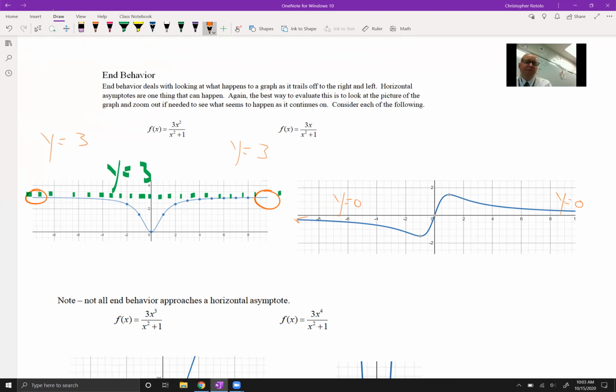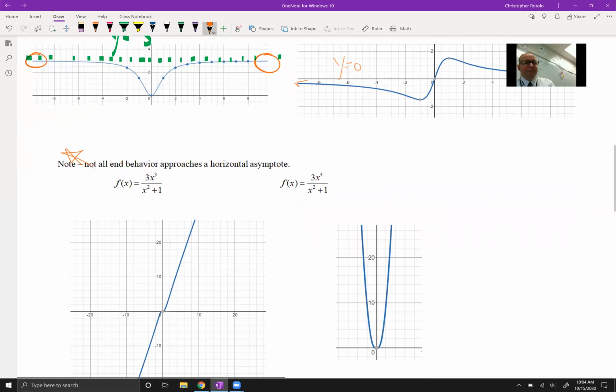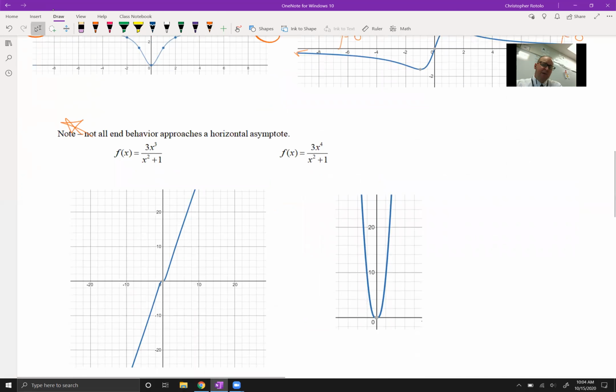So typically with end behavior, you start to think, hey, I want to talk about this as up, up versus up, down versus down, up. And in the last one it's down, down. But what we find out is we can actually just approach some number. And that's the first thing that we had, so I want to start with those. Not all end behavior approaches a horizontal asymptote.